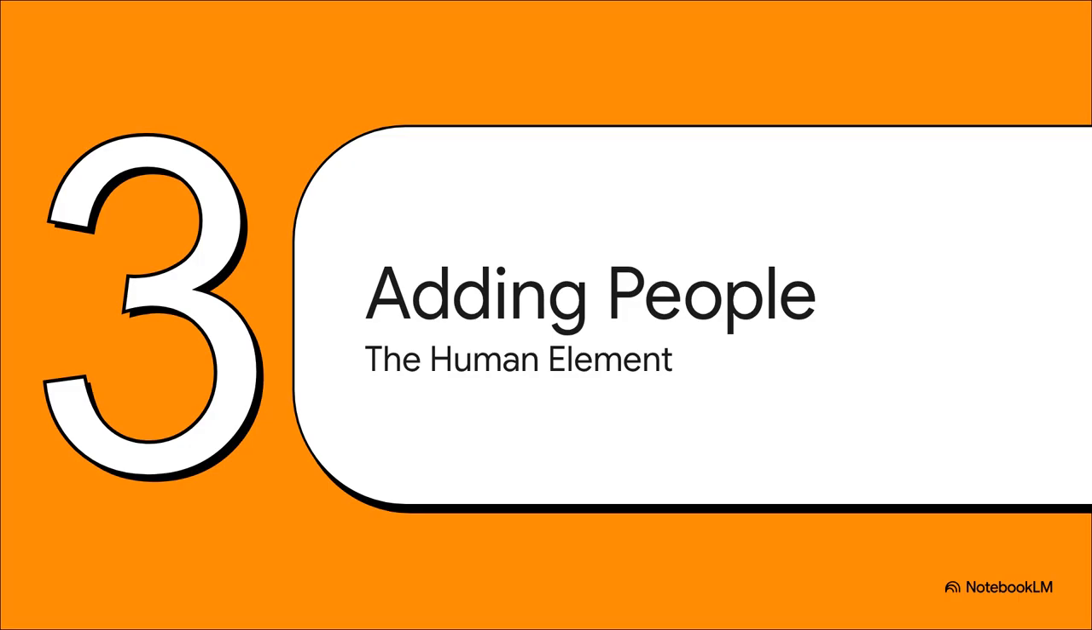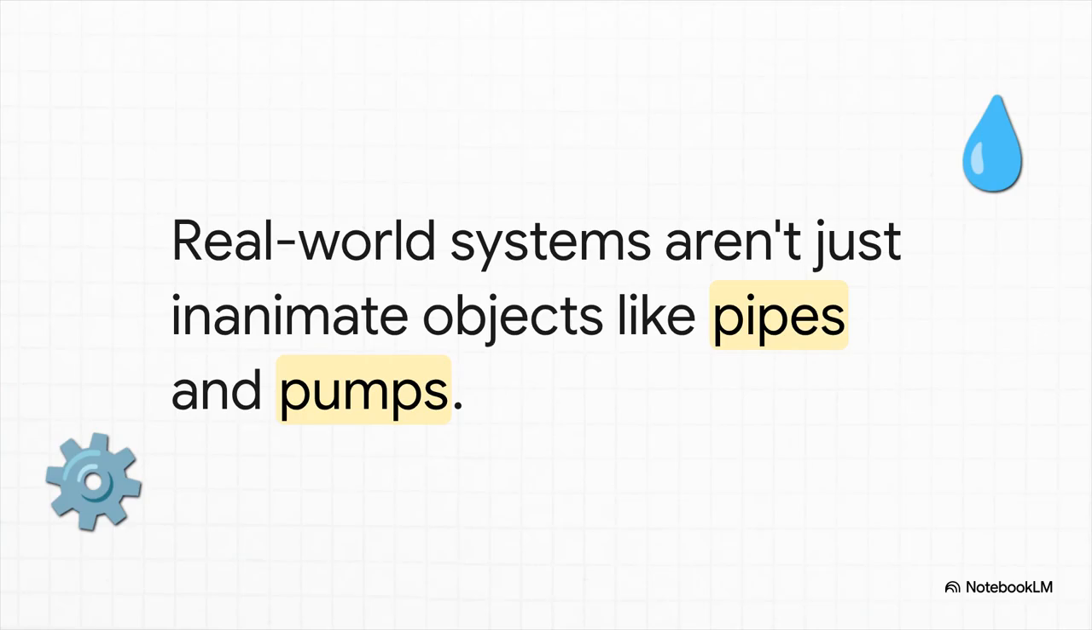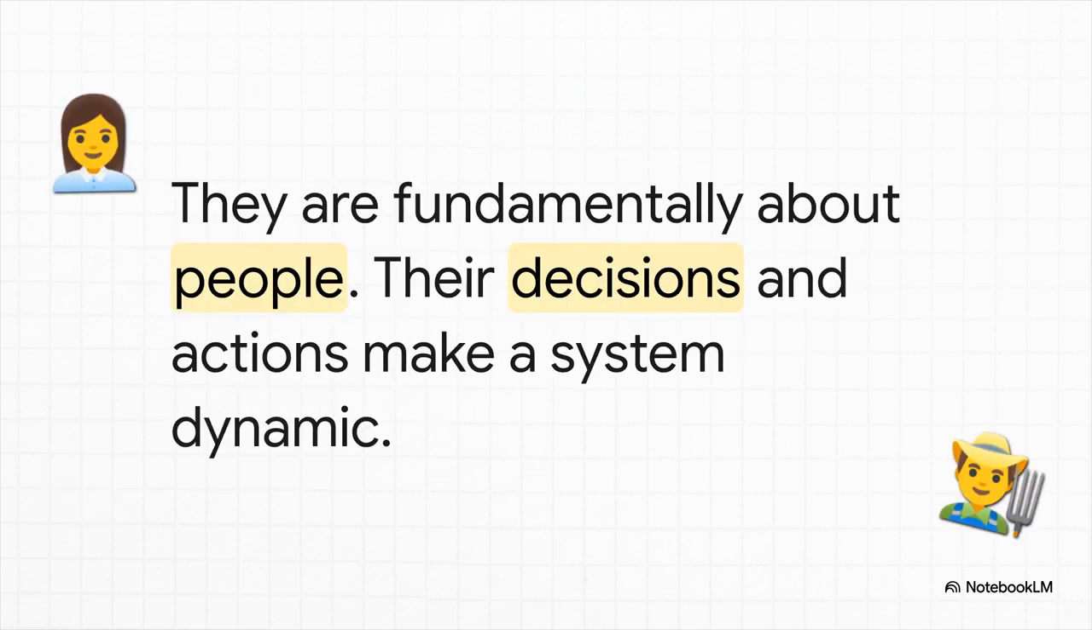It's the one thing that makes everything complex and, honestly, interesting. We have to add people to the picture. Because a water system, or a healthcare system, or a business, it's never just a collection of things like pipes and pumps and reservoirs. At their core, they are always about people. It's their decisions, their competing goals, and their actions that make any system dynamic, messy, and alive.